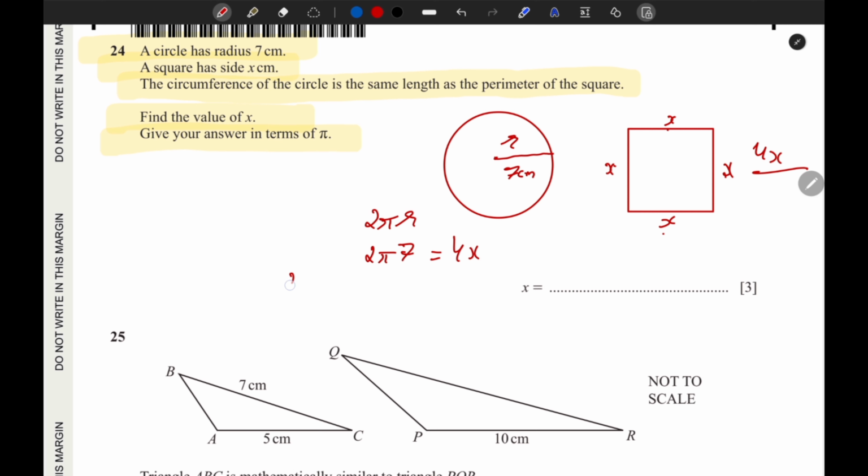So cross multiply. 2 pi into 7 by 4 equals x. So this goes, 2 1s are 2, 2 2s are 4. So x is basically 7 pi by 2, or you can write 7 pi by 2 as 3.5 pi.